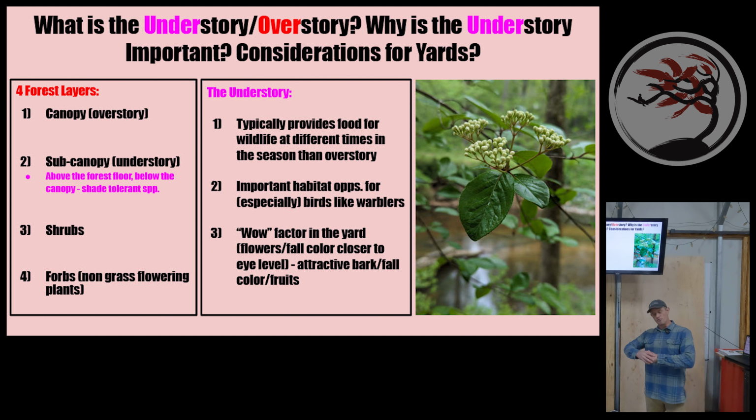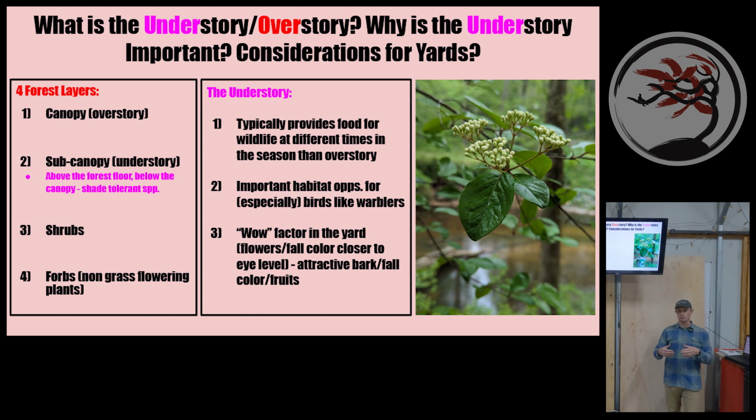All right, so four forest layers. We have the overstory, or the general canopy. That's going to be our oaks, hickories, beech. Sometimes those can be in the understory for a little while as they're waiting for an opening, especially beech. You can see saplings that might be decades old that are only 20, 30 feet tall. Then we have the subcanopy, or the understory. That's above the forest floor, but below that main upper portion. Then shrubs and forbs, which is just a fancy word for flowering plants that aren't grass.